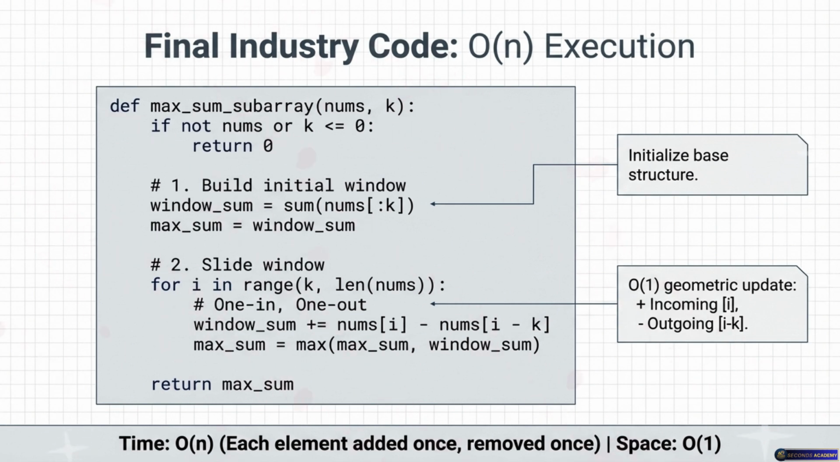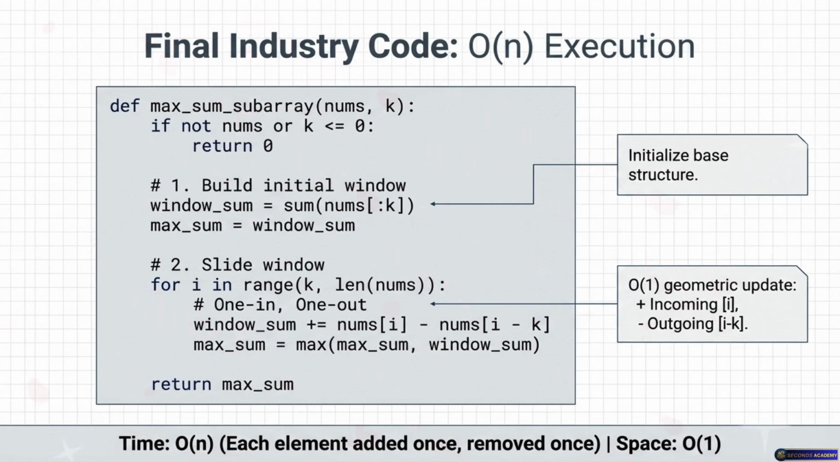So we sum the first k elements. In our array, 2, 1, 5, 1, 3, 2, we sum 2, 1, and 5. Which gives us 8. Right, we store that in window sum. And we also initialize a max sum variable to 8 since it's the only sum we've seen so far. Step 3, the slide. We start a single for loop where our index i starts at k, which is index 3, pointing to the value 1.